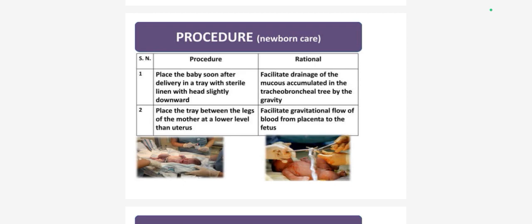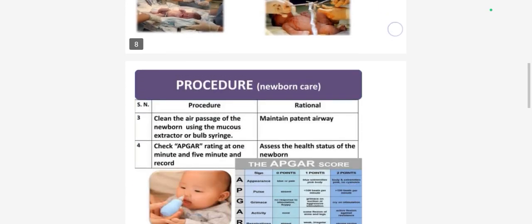The procedure for newborn care: place the baby soon after delivery in a tray with sterile linen with the head slightly downward. The rationale is that this facilitates drainage of mucus accumulated in the tracheobronchial tree by gravity. Place the tray between the legs of the mother at a lower level than the uterus. The rationale is to facilitate gravitational flow of blood from the placenta to the fetus.